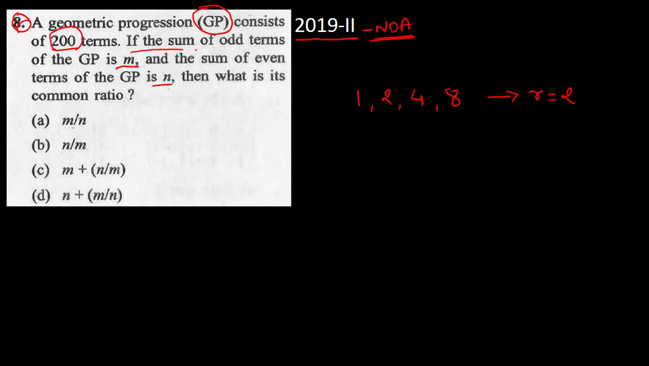Now see, if the sum of odd terms of the GP is m, which are the odd terms? It is T1, T2, T3 and T4. So 1 and 4 are the odd place terms. The addition of these two is 5. And the sum of the even terms of a GP is n. These two are the even terms. The addition of these two is 8 plus 2, which is 10. So this is m and this is n.